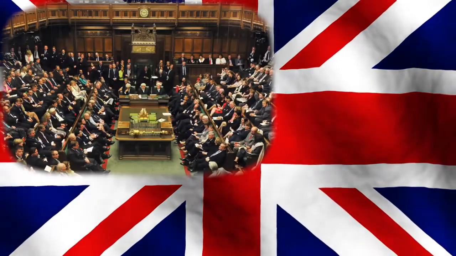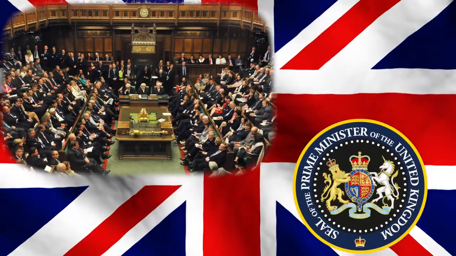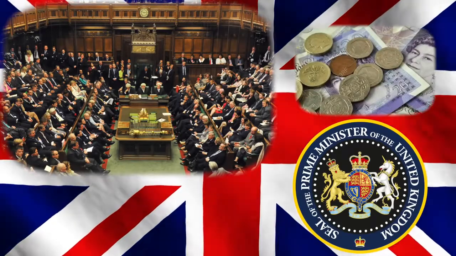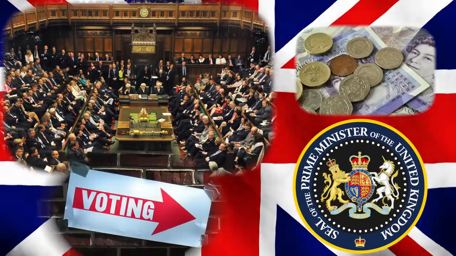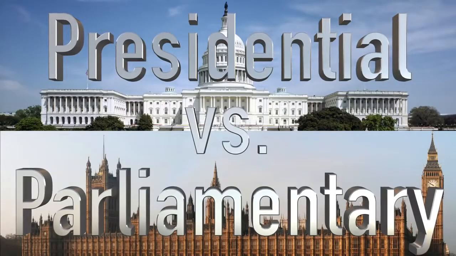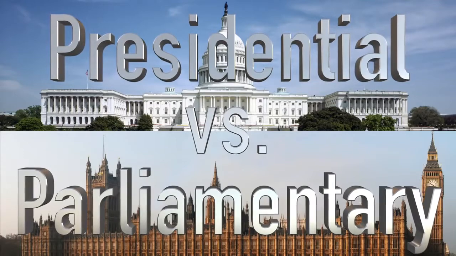In the UK, if the House of Commons passes a no confidence vote in the Prime Minister, or if the Prime Minister's party loses a vote on a budget, they are seen as politically weakened and will call a general election. So that's the basic differences between the American presidential and UK's parliamentary system.